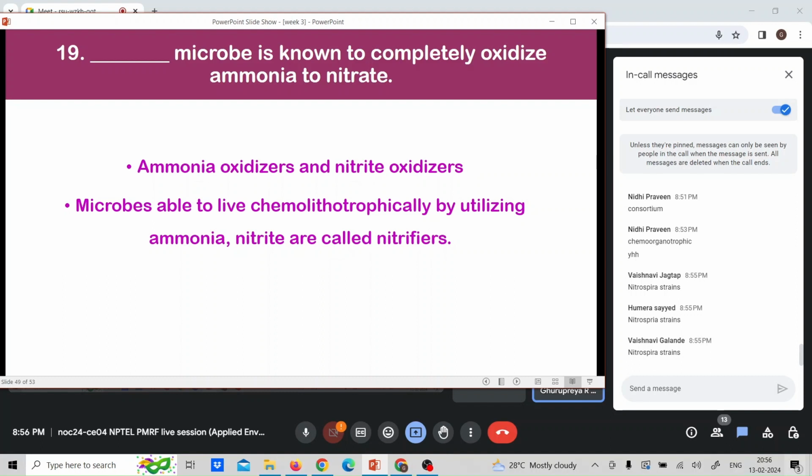So basically, ammonia oxidizers and nitrite oxidizers. There is a difference between these two. And the nitrifiers will be the microbes here. What they'll be doing is living chemolithotrophically by utilizing ammonia.